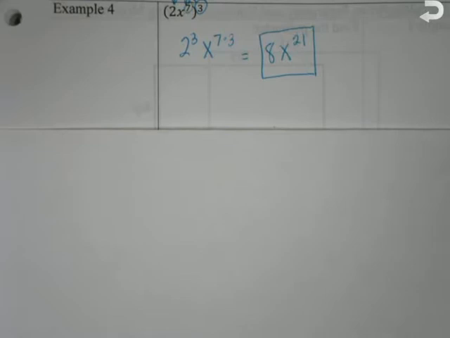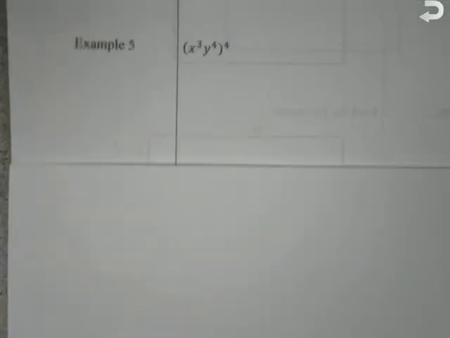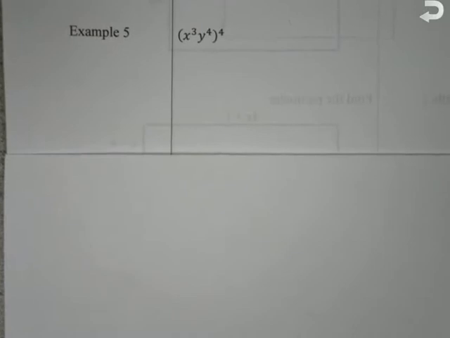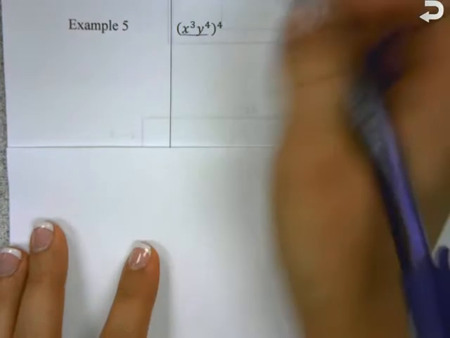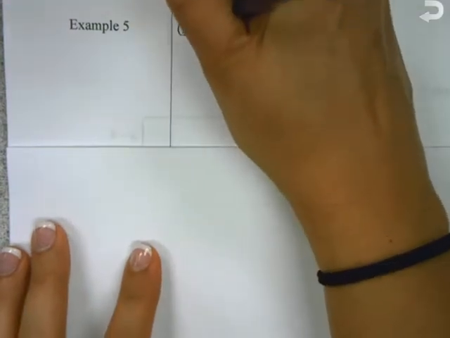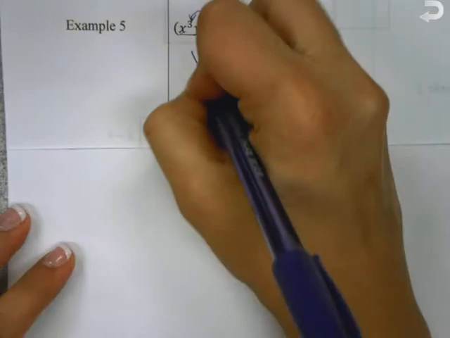Example 5. X to the 3rd, y to the 4th, all of that to the 4th power. Okay, so I have more than one thing inside the parentheses, so I'm going to distribute that exponent. And when I'm raising a power to a power, do I add the exponents or multiply them? Multiply. Good. So this is the same as x to the 3 times 4, y to the 4 times 4. So what would my answer come out to be? X to the 12th, y to the 16th. And that's your answer.